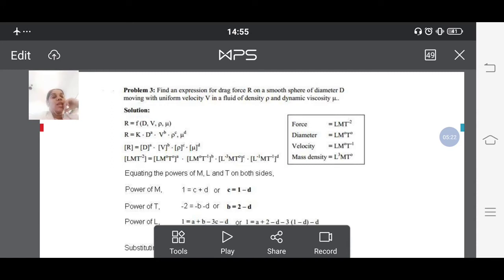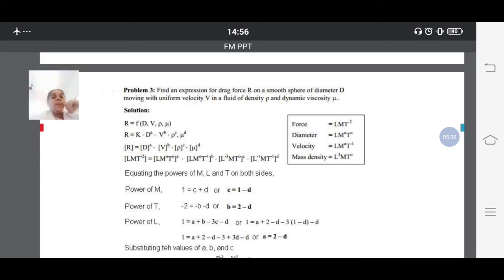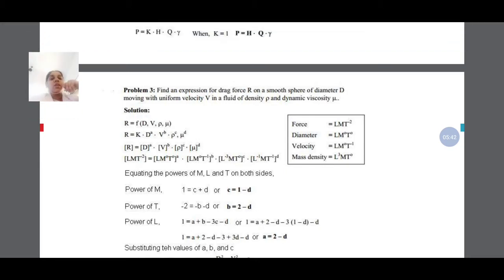So these are the dimensions for this model. The force is L into M into T power minus 2. The dimension of diameter equals L or L into M naught into T naught. For velocity, L into M naught into T power minus 1. The dimension of density is L cube M into T power 0.